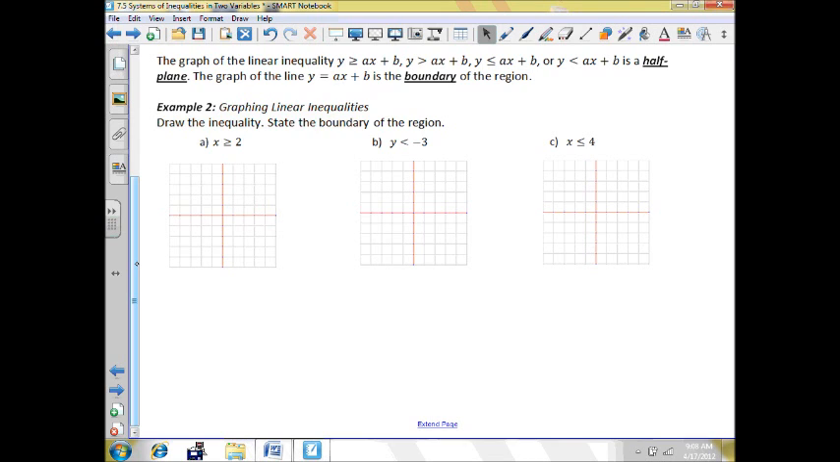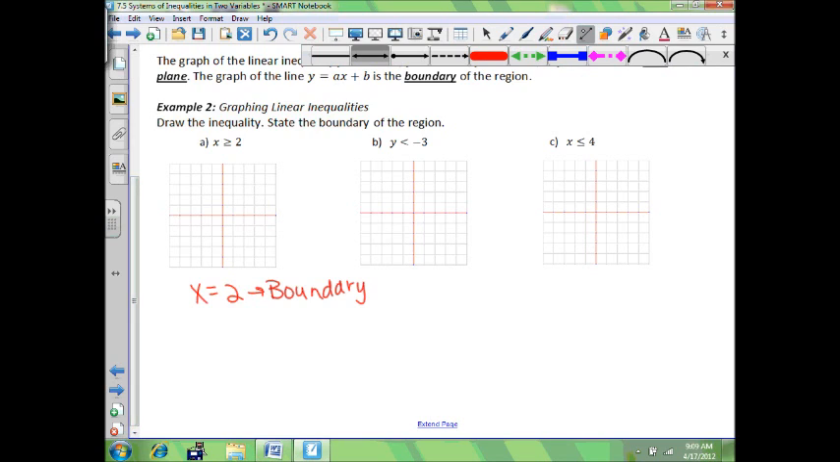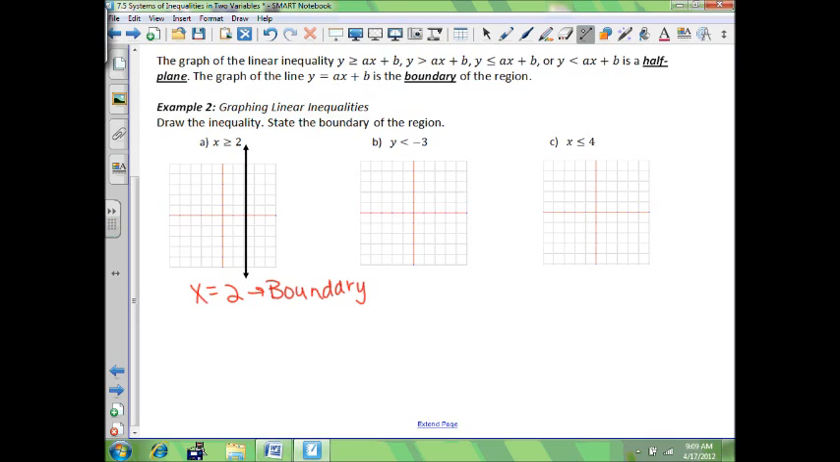Now in example 2, we have to graph linear inequalities. Draw the inequality. Well, the line x equals 2 is our boundary. X equals 2 is really a line going straight up and down, a vertical line at x equals 2. Since it is greater than or equal to, it's going to be a solid line. Now it says greater than 2, and a number greater than 2 is, say, 3, that means our region goes this way.